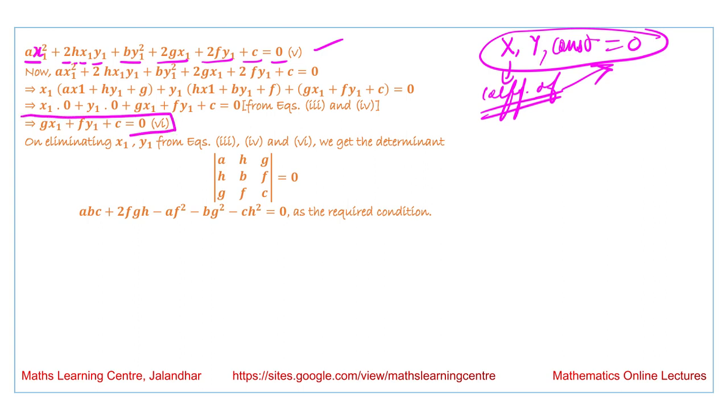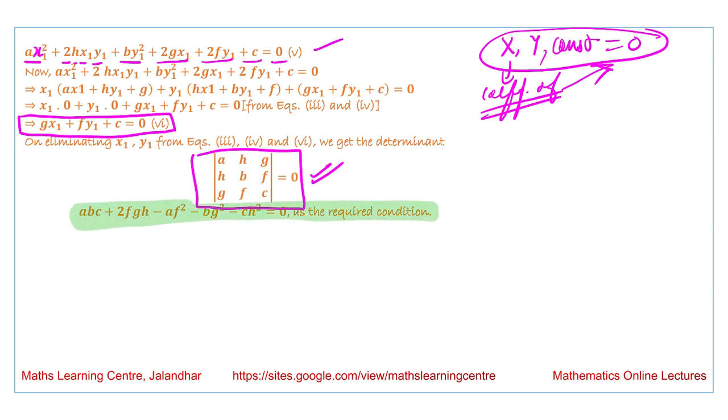From these conditions we will obtain the final answer in this form. We have 3 equations and 3 unknowns, and to eliminate the unknowns we need this determinant to be equal to 0, only then will a solution exist. So this is the required condition: this determinant should be equal to 0, only then will this general equation of second degree represent a pair of straight lines.